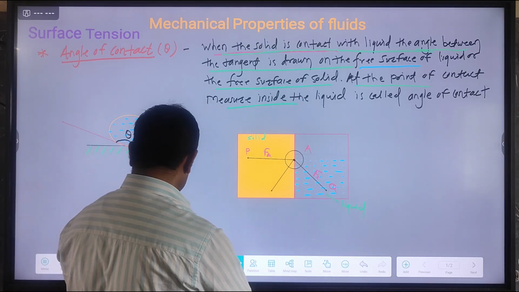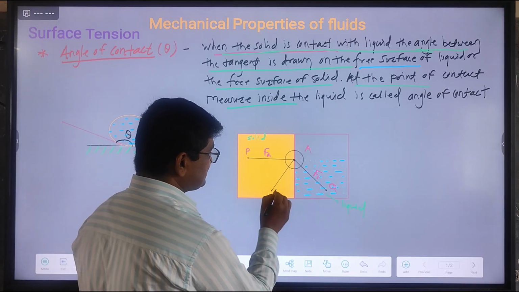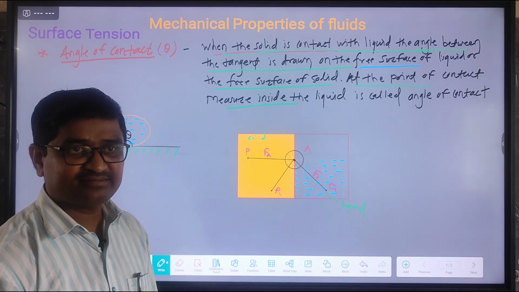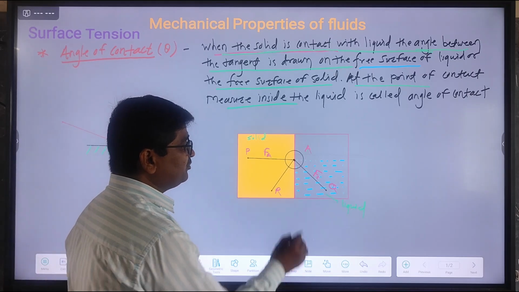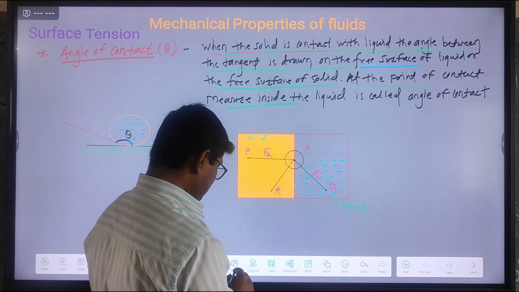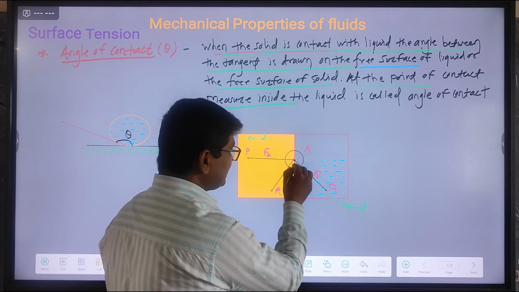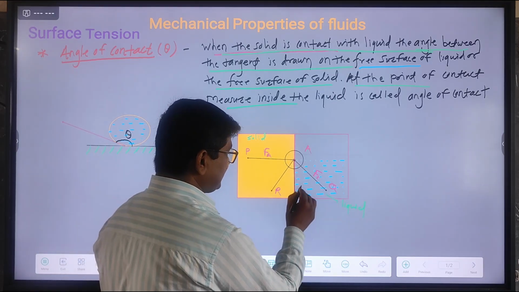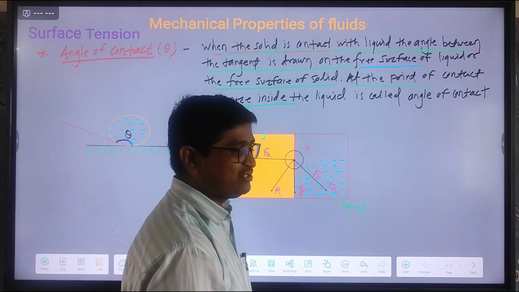Okay, so this resultant force is also experienced by the molecule A, and this resultant force will be denoted by AR. Get it clear? Now when the molecule A is present at the top, it also experiences the gravitational force in the downward direction. That is AG.